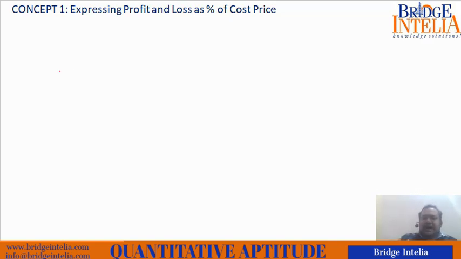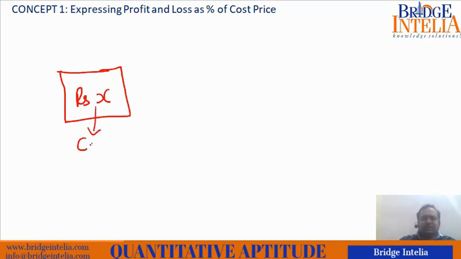Suppose I buy a chair. I buy a chair for, let's say, rupees 600, or let's say for some amount, for rupees X, I buy a chair. So since I have bought this chair, this rupees X becomes my cost price. If you express this in terms of percentage, you can say that you have invested 100% of the amount to buy this chair. So why are you buying this chair? The purpose of buying this chair is so that you can sell it to someone else and make some profit.